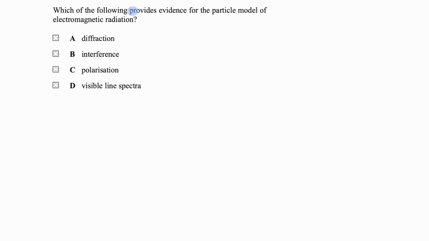Which of the following provides evidence for the particle model of electromagnetic radiation? Okay, so let's go through each of these options.